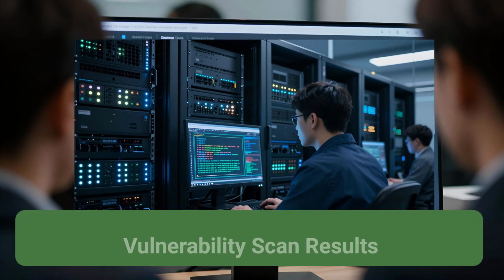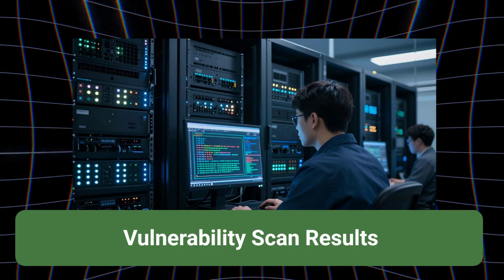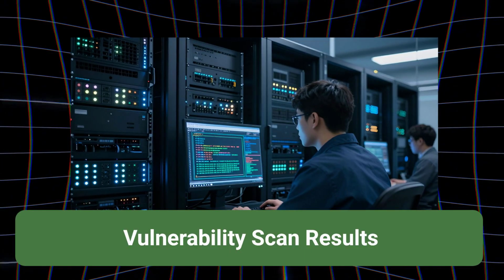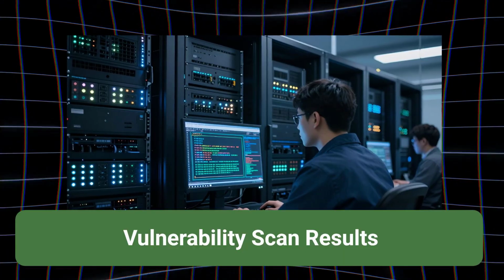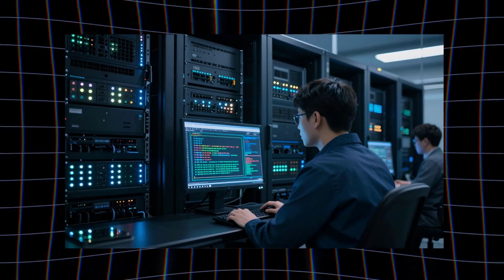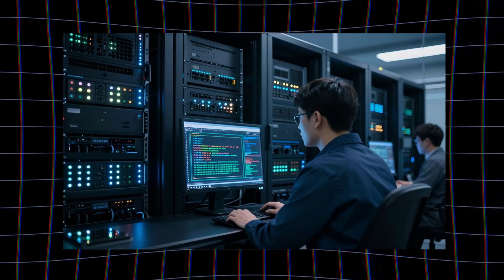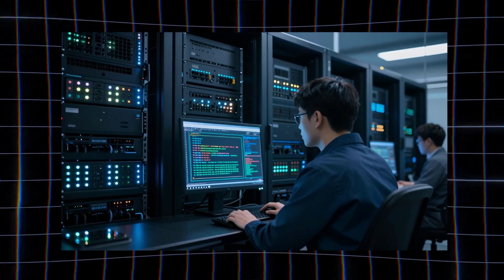Vulnerability scan results come from automated tools that identify weaknesses, missing patches, and misconfigurations, helping organizations understand their exposure. A typical scenario might ask which data source reveals unpatched systems, and the correct answer is vulnerability scan data, not firewall or authentication logs.